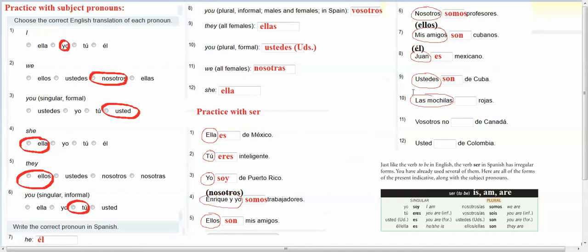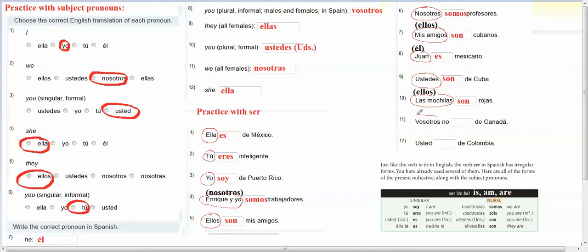So I can think of las mochilas as they, which would be the same thing as ellos. So if I go down here, because remember ellos is they, what I've got is son. So that's what I want to plug in here. Las mochilas son rojas.